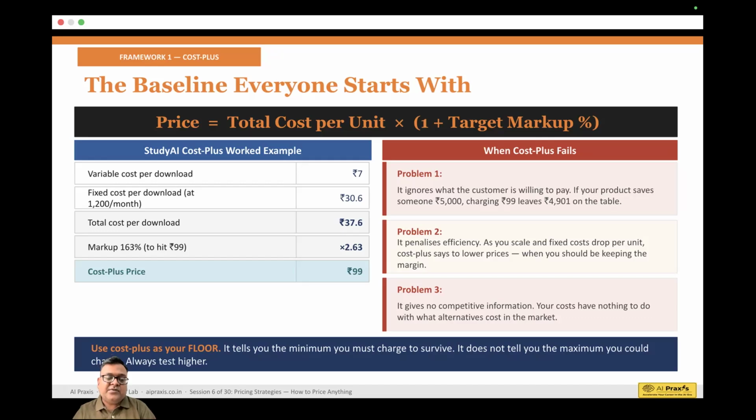Again, I'm reiterating, use cost plus pricing as your floor. It tells you the minimum you must charge to survive. It does not tell you the maximum you could charge. Always test higher.